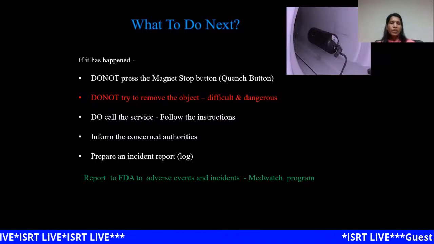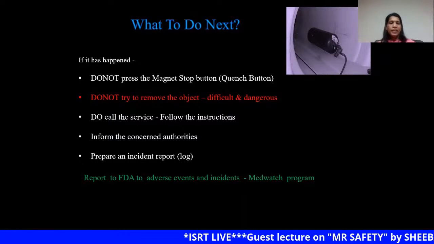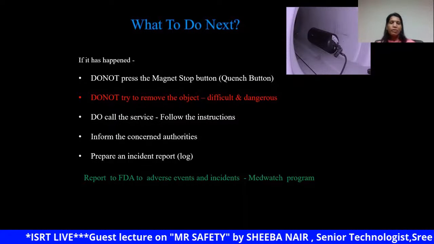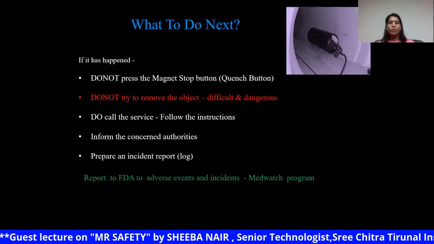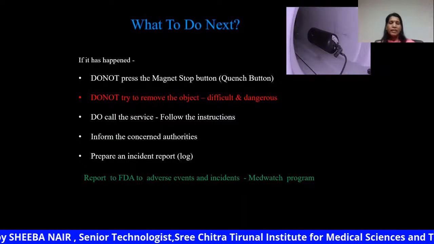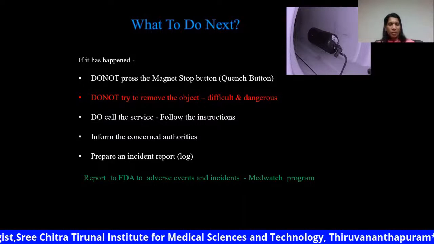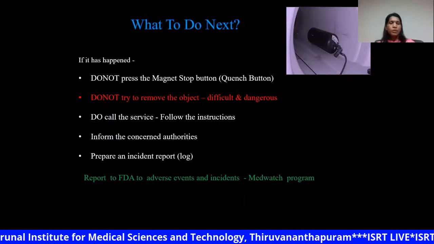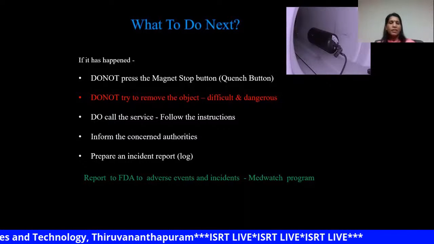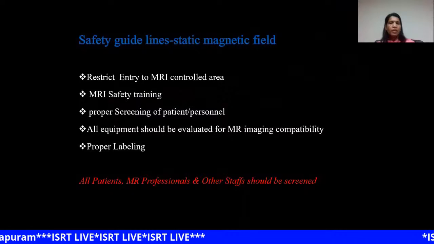What you have to do is inform the MR safety officer first. Second, you have to call the MR engineer, and they will give you instructions, and you have to follow those instructions. And the FDA demands that any such adverse event should be reported to the FDA, so that it can put out guidelines and we can prevent such incidents from occurring in future in other institutions.